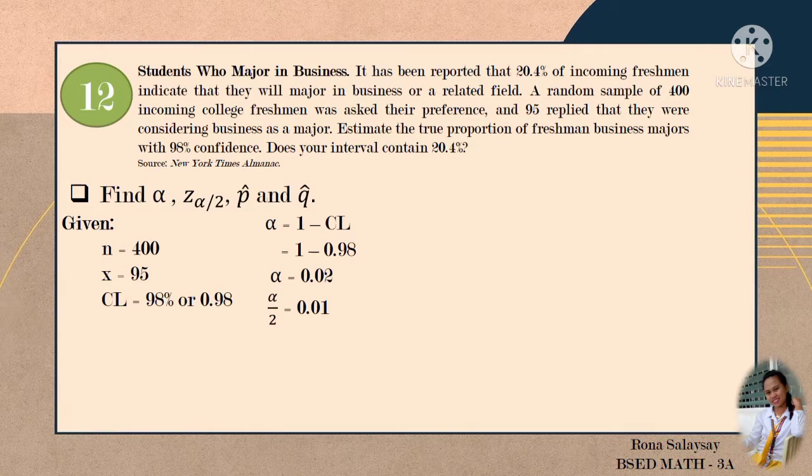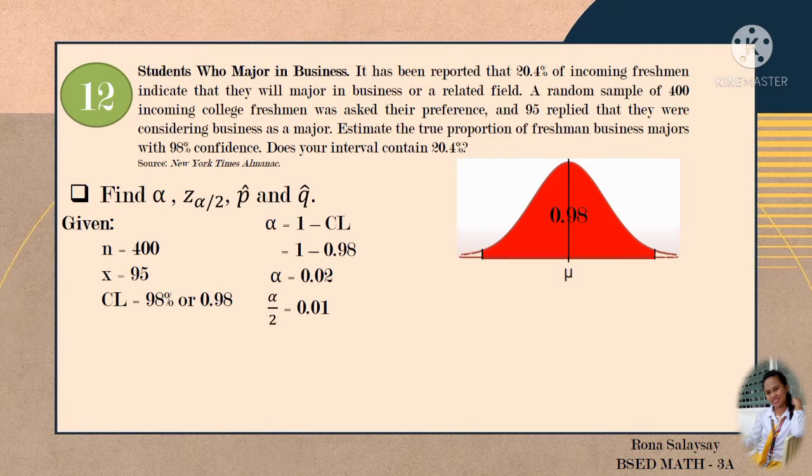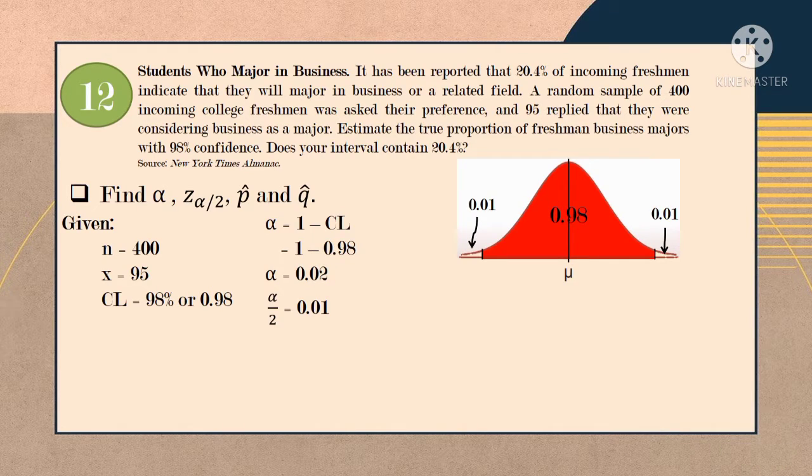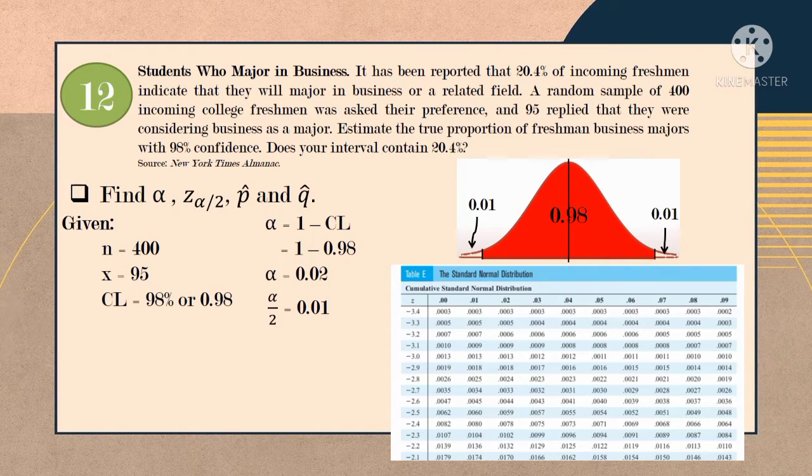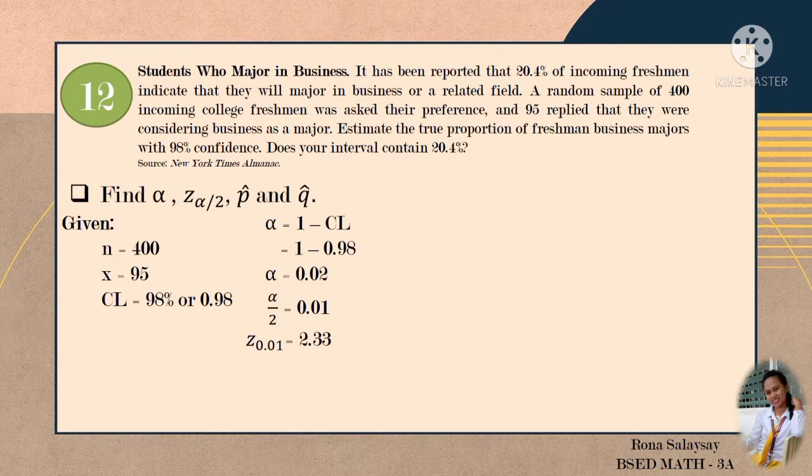When constructing a 98% confidence interval, the confidence level of 0.98 is in the middle of the distribution, and alpha is equally divided into two tails as 0.01 each. And using table E, 0.01 is approximately 0.0099, and it corresponds to a z-value which is 2.33. Therefore, our z sub alpha over 2 or z sub 0.01 is just equal to 2.33.